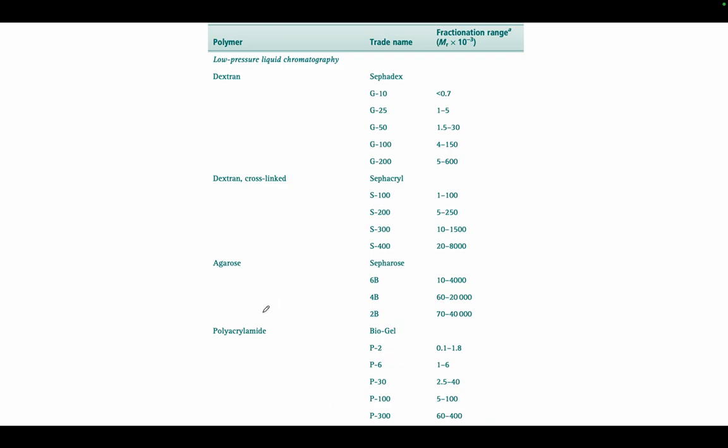You can also make a polyacrylamide size exclusion column, and anything with pores. So you can have polyacrylamide columns, and they are called Biogel. So obviously you have different substrates with different fractionation ranges.